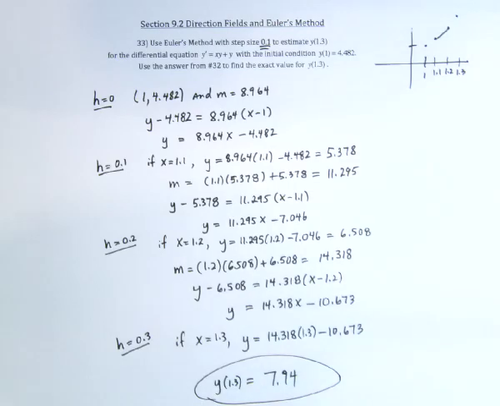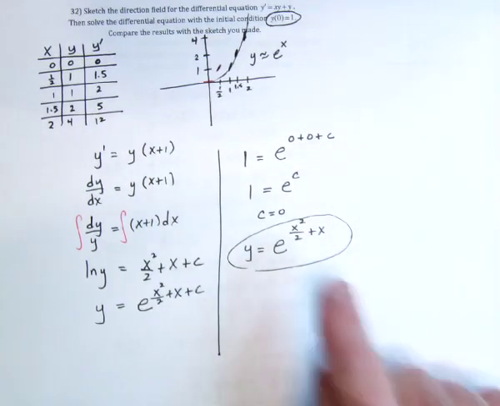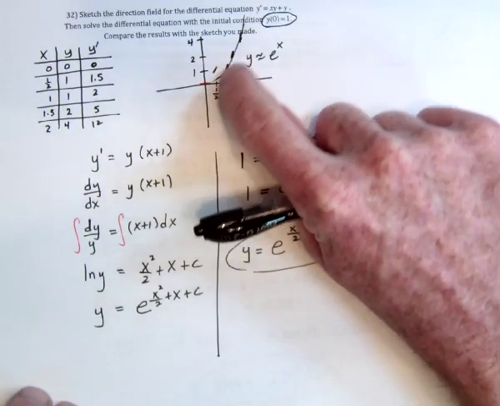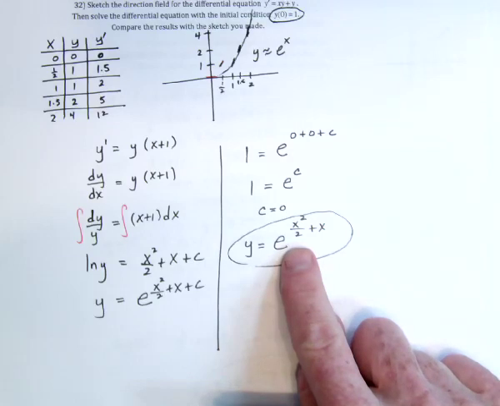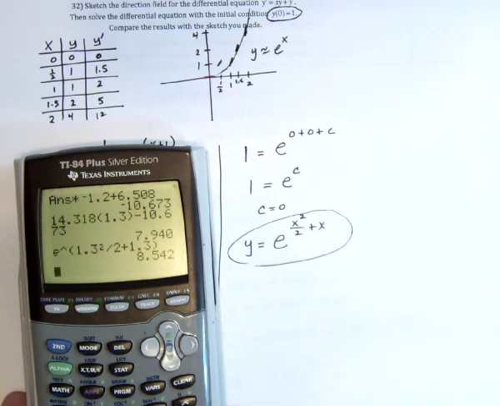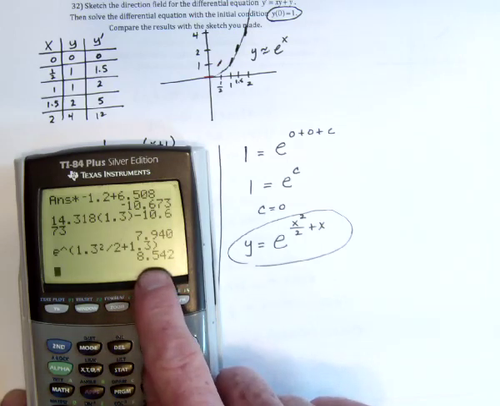And now the last part is to check. If you go back to number 32, this was the solution that we got. So this is the exact solution. This is the actual y value that we were following along with those little straight lines. And then substitute a 1.3. So you'd have e to the 1.3 squared over 2 plus 1.3. The actual answer is 8.542.